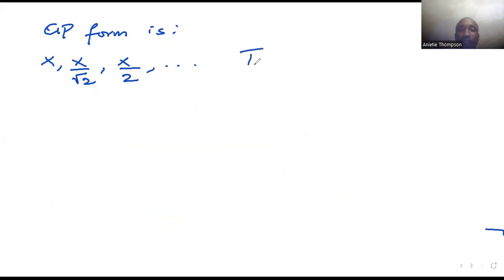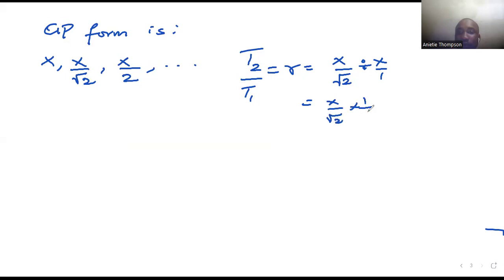So if I said T2 over T1 must be equals to R, and what is the value of R there? T2 is x all over square root 2 divided by x over 1, which is the same thing as x all over square root of 2 times 1 all over x. And this cancels this, you have 1 all over square root of 2, which if you rationalize the denominator, you have square root of 2 all over 2.